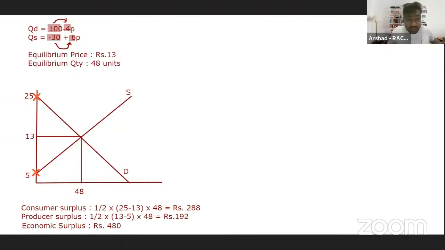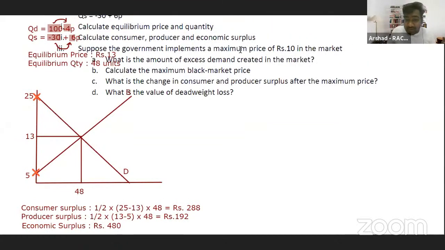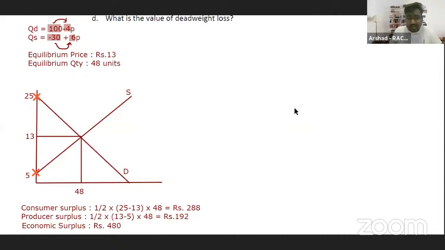That's fine. Now we'll go into the proper calculation. Government is implementing a maximum price of 10. What is the amount of excess demand created in the market? We'll follow our diagram, right? Government comes now and says, look here, you can't be selling this at 13, you can only sell it at 10. So they put a maximum price of 10 like this, right?